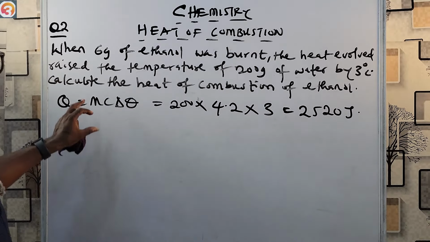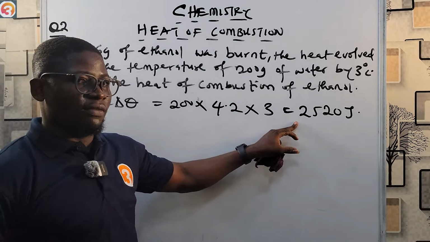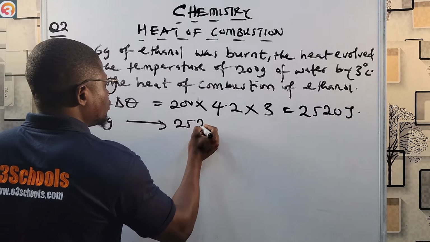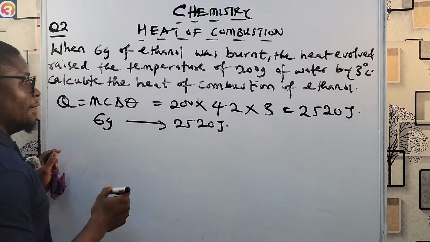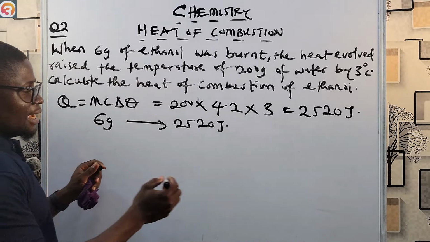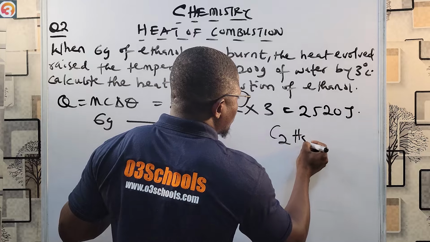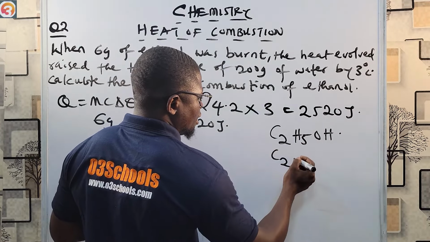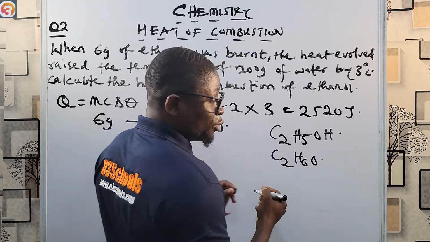Now, that means this 6 gram yielded this quantity of heat. All right? 6 gram yielded 2520 joules. Okay? Now, 1 mole of ethanol. The formula of ethanol is C2H5OH. Okay? That means C2H6O. We'll do organic chemistry.